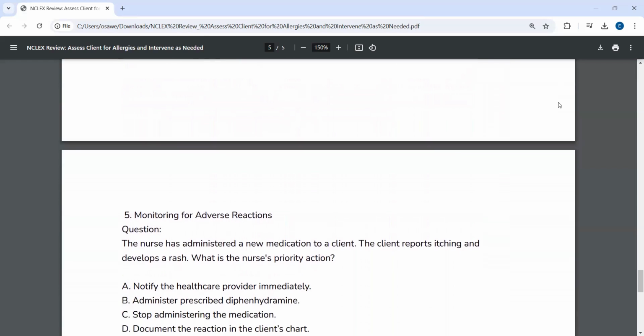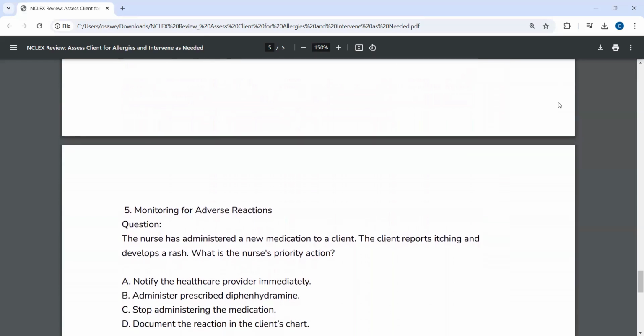So the nurse is administering a new medication to a client. The client reports itching and develops a rash. What should the nurse do? What's the priority action? Notify the healthcare provider immediately. Administer prescribed antihistamine. Stop administering the medication. Document the reaction in the client chart.